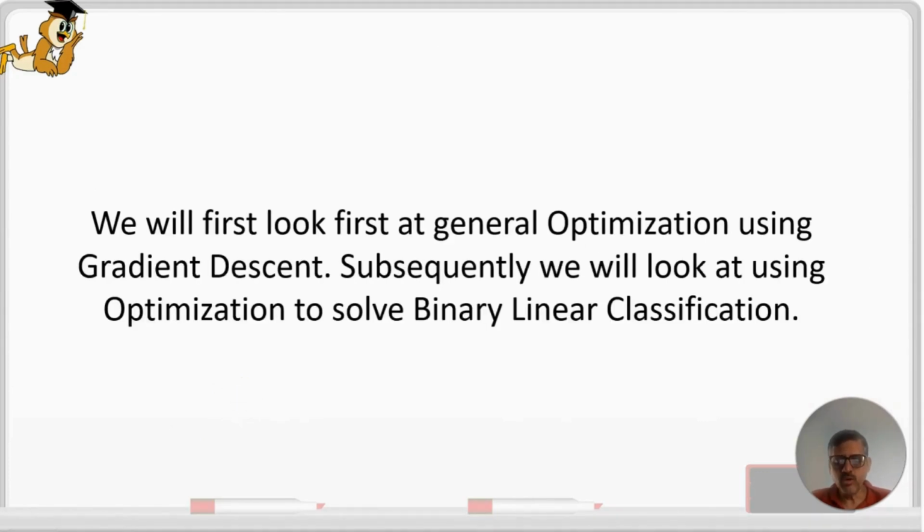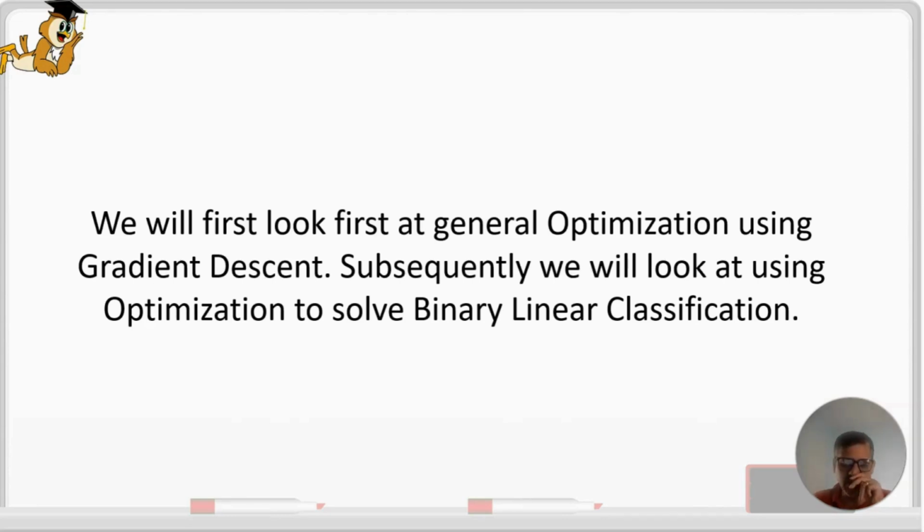Now, what we are going to be doing in this session is we are going to first look at the general optimization problem, okay, using gradient descent. One type of approach to solving the optimization problem is gradient descent. So we will first look at general optimization using gradient descent, and we will subsequently look at using the idea behind optimization to solve the binary linear classification problem.